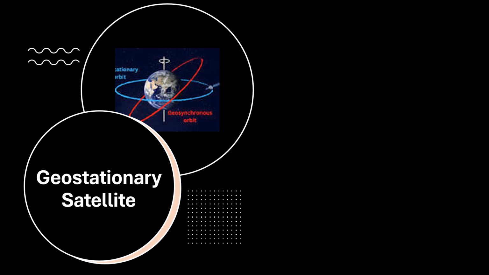Geostationary satellite. The satellite having the same time period of revolution as that of Earth is called a geostationary satellite. Such satellites should rotate in the equatorial plane from west to east. The orbit of a geostationary satellite is called parking orbit. These satellites are used for communication purposes. A geostationary satellite revolves around the Earth in a circular orbit at a height of about 36,000 km from the surface of Earth.